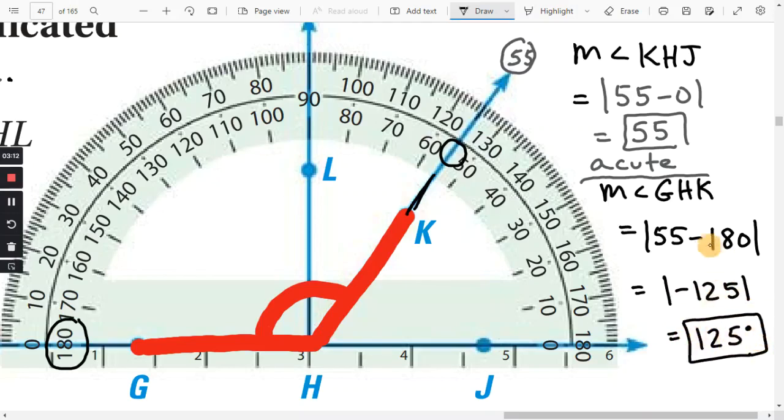Okay, like I said, putting the bigger number first makes it easier because then it will always be positive and you don't need absolute value. And we know that the angle that's between 90 and 180 is called obtuse. So the first one was acute, that was 55 degrees, and this one is obtuse.